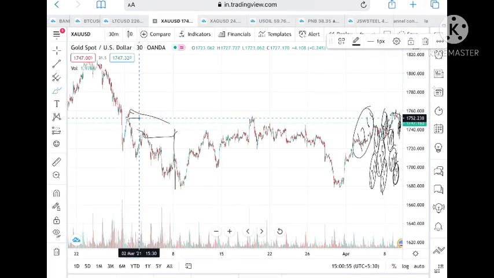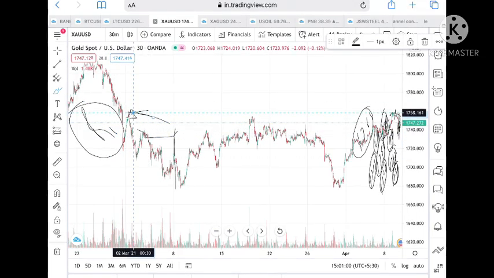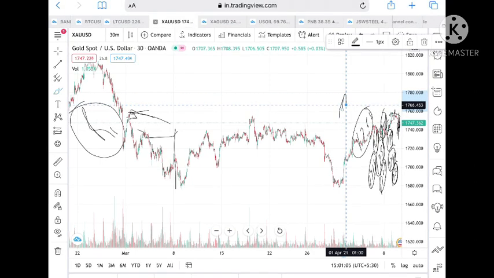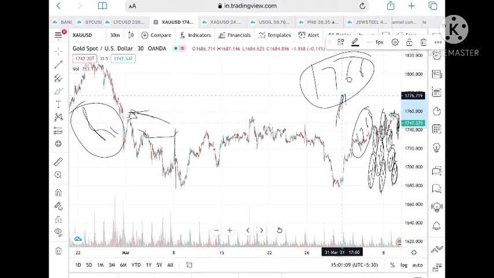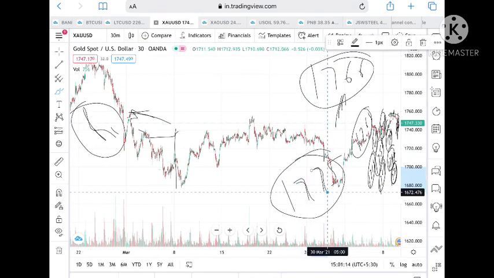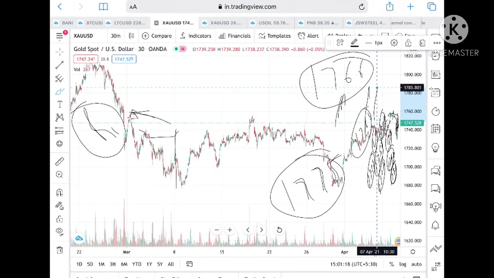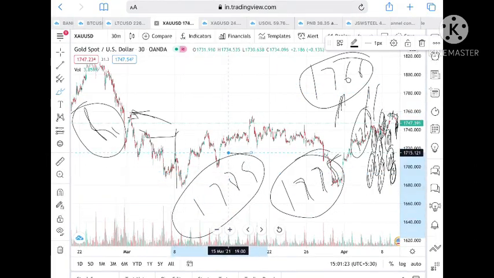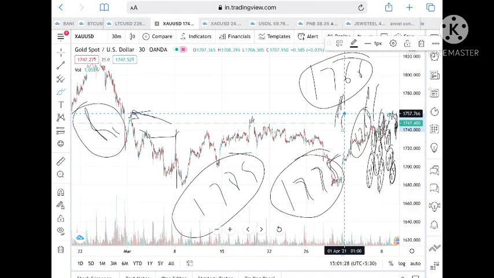Once this level breaks, we can expect it to touch a level of 1766. Okay, once that level is touched, we can expect it to touch a level of 1775. Once 1775 is touched, we can expect it to touch a level of 1789. So what you have to understand is that once this level breaks upside, but now it is at 1747, with a stop loss of 1743, you can take a buy call.